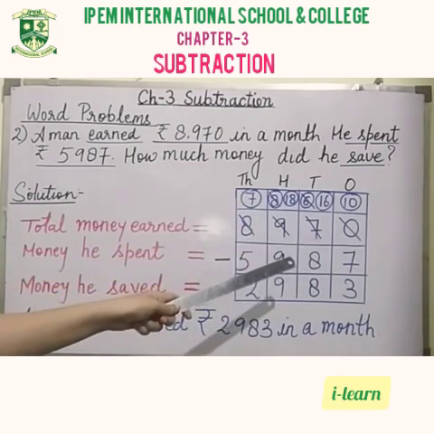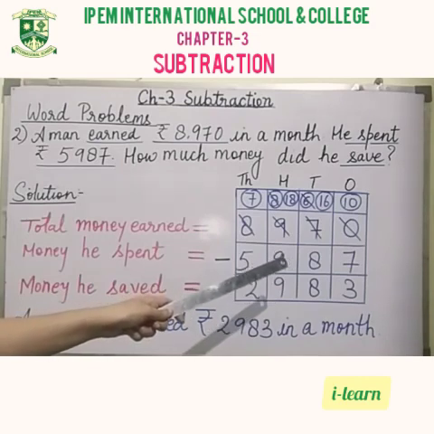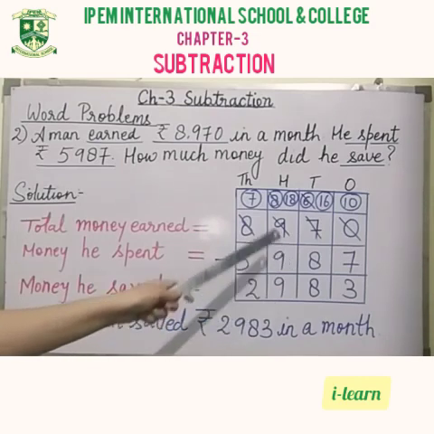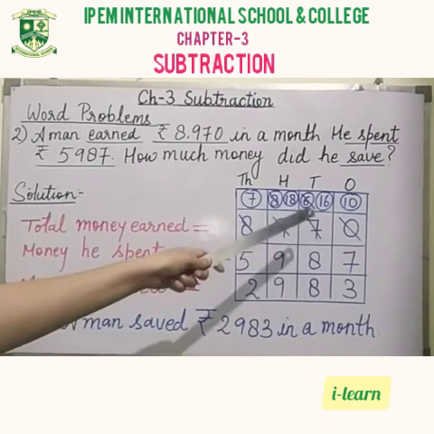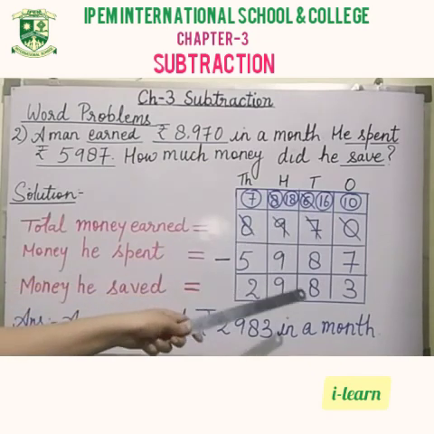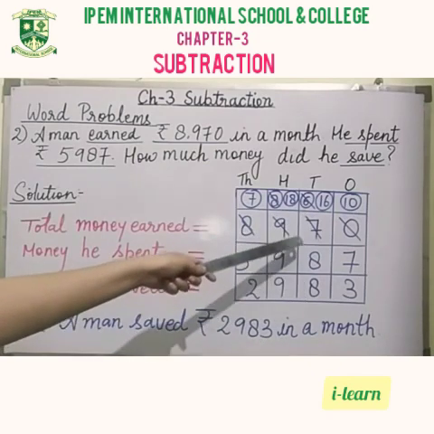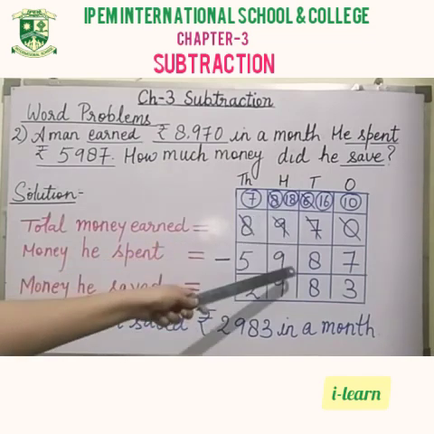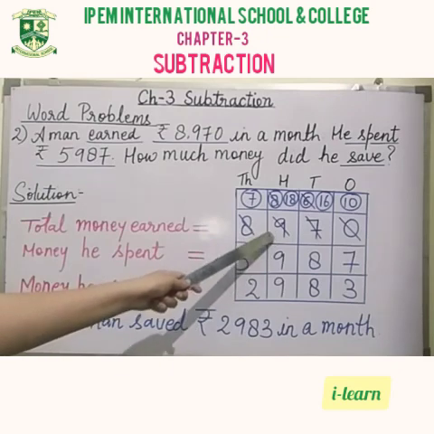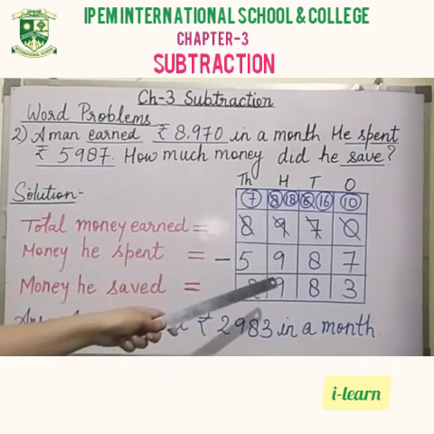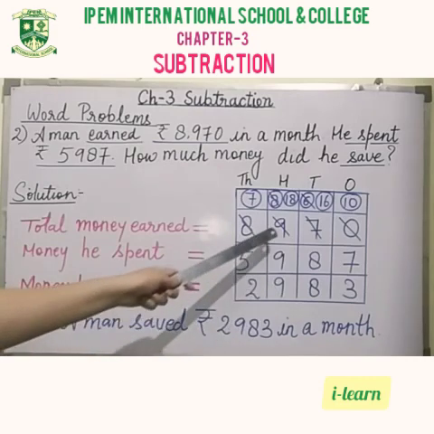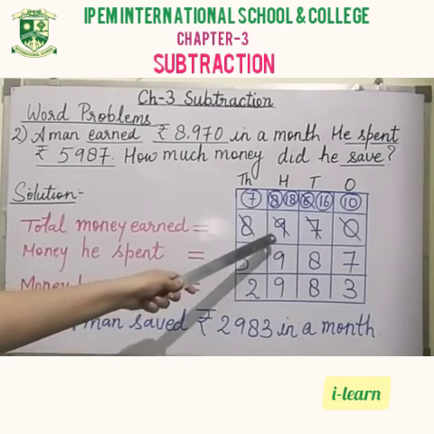0 minus 7 is not possible because 7 is greater than 0. So we will borrow one from 7 and 0 will become 10. So 10 minus 7 is equal to 3. Now as 7 becomes 6, 6 minus 8 is again not possible. So we will borrow one from 9. 6 will become 16. 16 minus 8 is equal to 8. Now this 9 becomes 8.